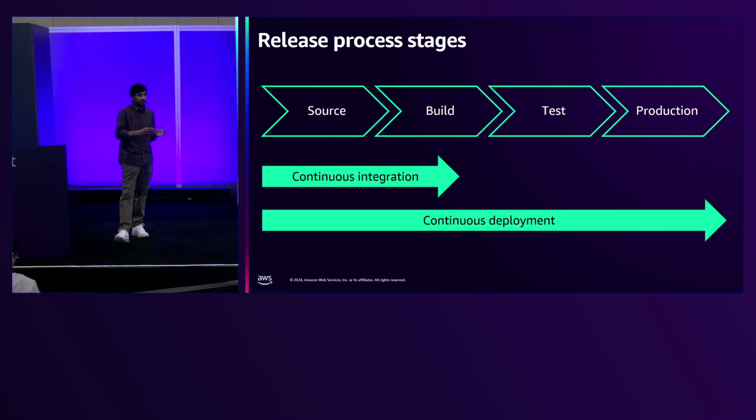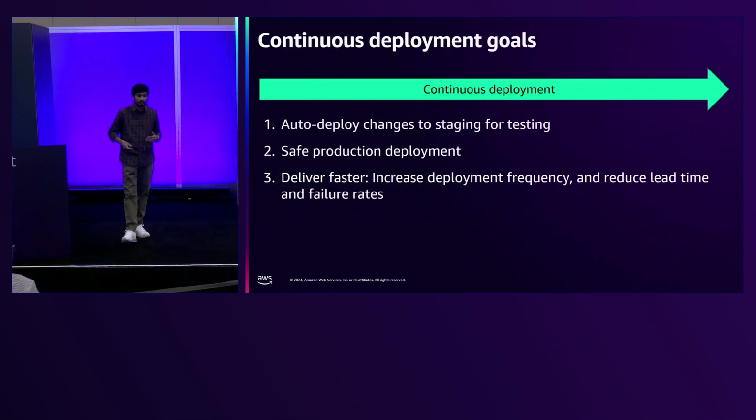If there is something wrong between test and production, then there should be a rollback that will automatically happen, and the end users or your customers should not see any downtime. Now, in this whole release process stage, Amazon ECS or AWS Fargate comes into the deploy stage.